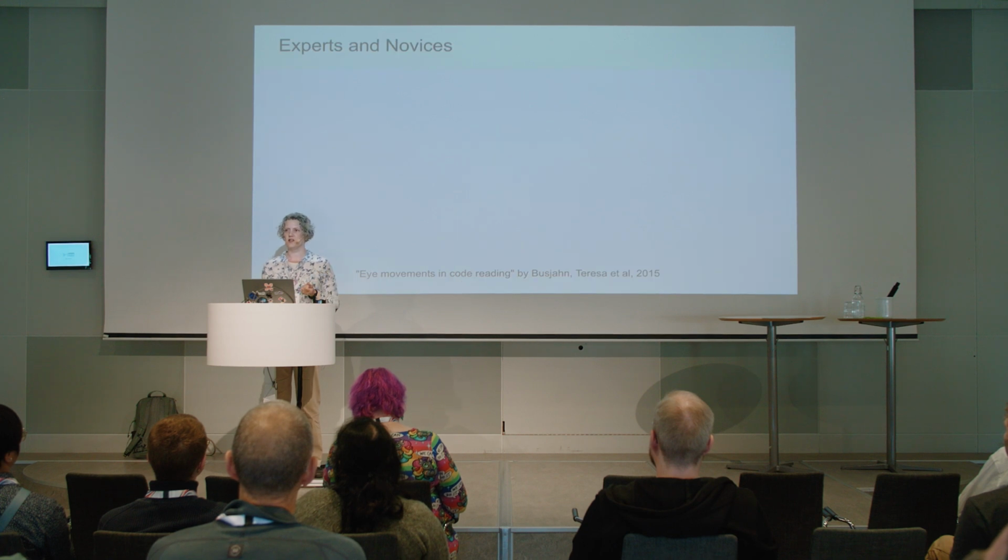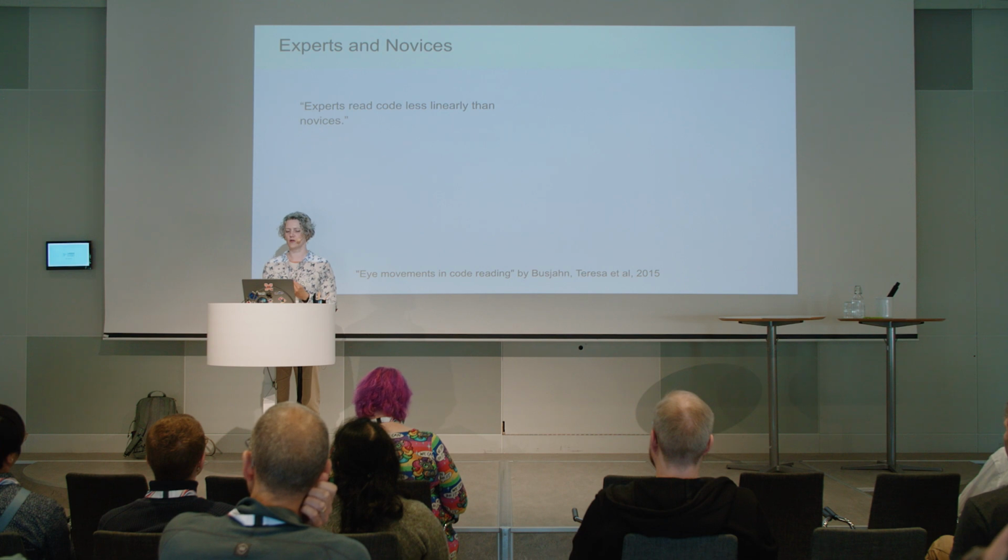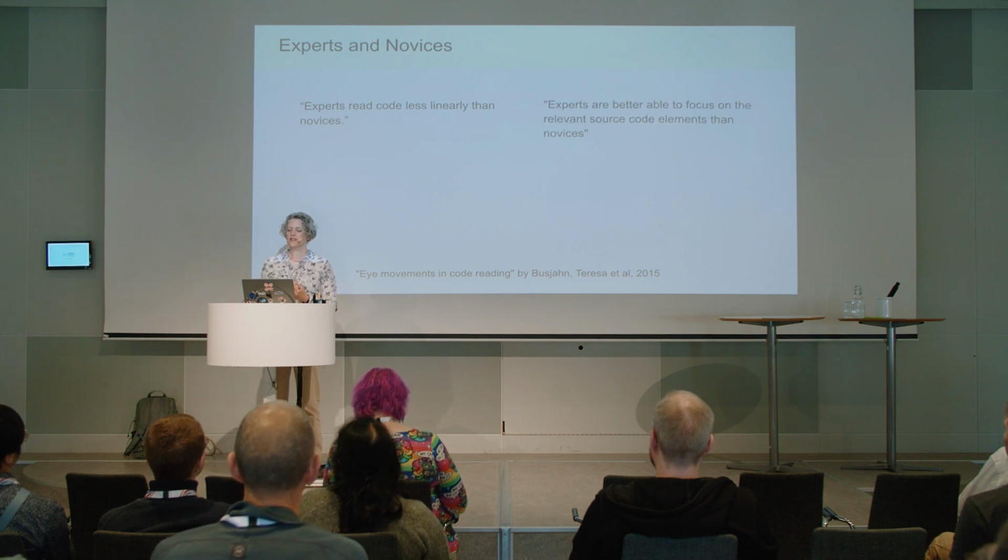There was another study of code reading where they were also tracking eye movements. They didn't have such good graphs in their paper though, but they found the same thing. Experts read code less linearly than novices. They're not starting at the top and reading it linearly through. Experts are better able to focus on the relevant source code elements than novices.